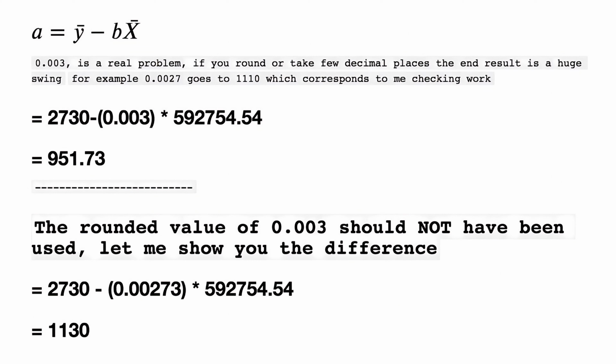Where do we go from here? We have the formula for this particular line based on our data. F hat equals 1130 plus 0.0027x. If we want to try an example, we can plug in x equals 545,000, which represents dollars, and we output f hat, or the predicted y, equals 2618, representing the square footage we would have for this property.